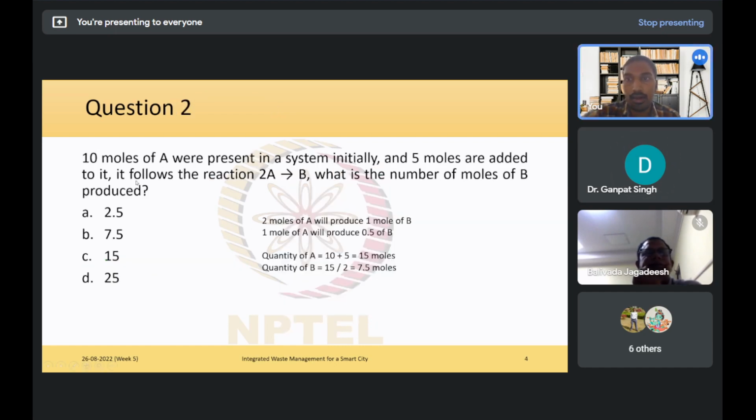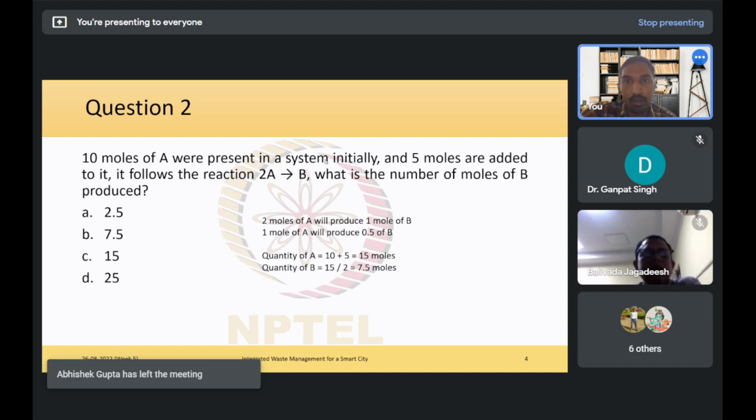So we had 10 moles of A in a particular system. A could be anything, some compound. So 10 moles of it is in the system at the starting point, and later 5 moles of A were added to the system. So now we have a total of 15 moles of this element or compound A, and then there is a reaction that is given, which is 2 moles of A gives 1 mole of B. And the question is, what is the number of moles of B that will be produced in this particular system?